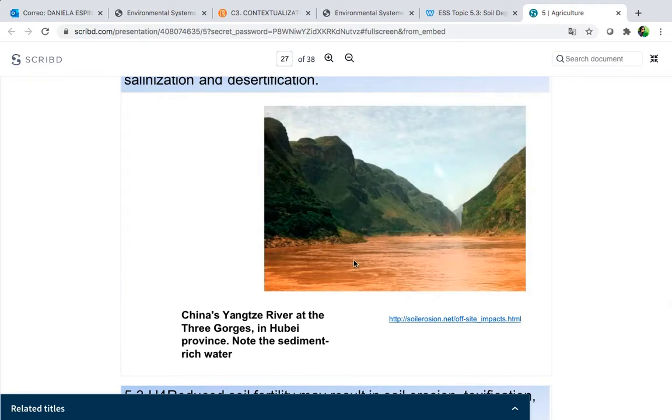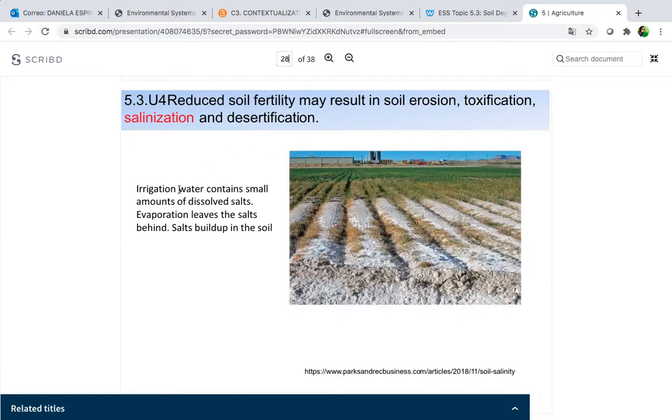This is another case study, China's Yangtze River at the Three Gorges in Hubei province. Okay, you can see the sediment-rich water. That is a problem that also causes a water problem that causes problems in soil that is close to the land, to these coastal areas. Irrigation water contains small amounts of dissolved salts. Evaporation leaves the salts behind and salts build up in the soil, as you can see in these pictures. So that is another problem. Extra salinization in soil doesn't allow the growth of plants.